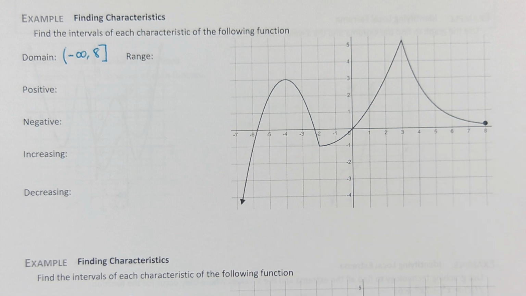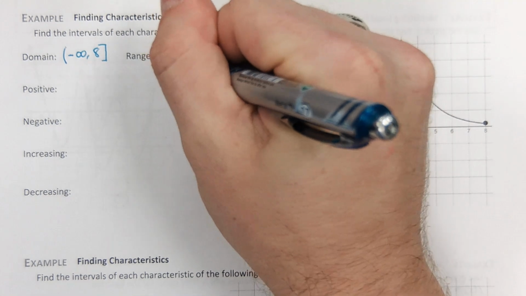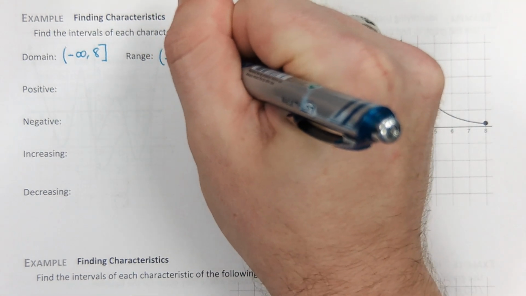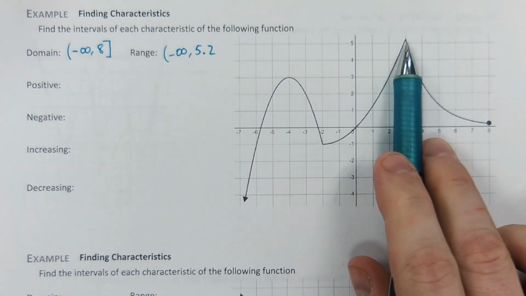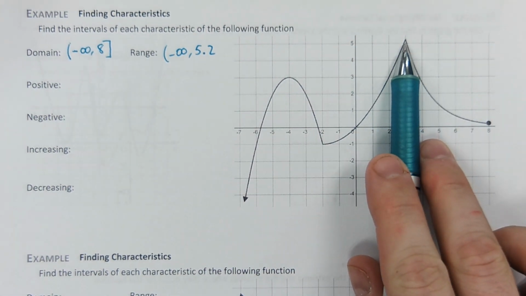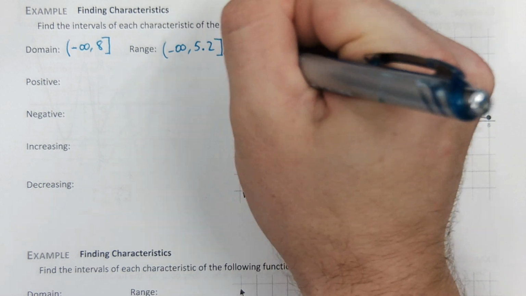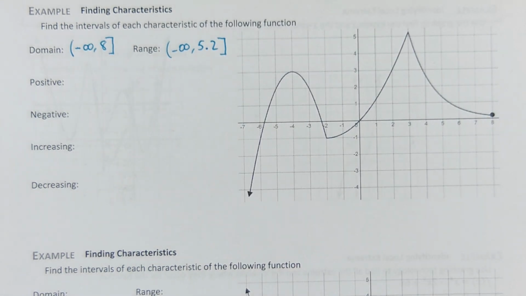Yeah, let's go to 5 and change, like 5.2 or something. But yeah, negative infinity up to that 5.2. Now let me ask you what's going on up here. Parentheses or bracket? Bracket, good, because it's an actual point on the graph. Perfect.